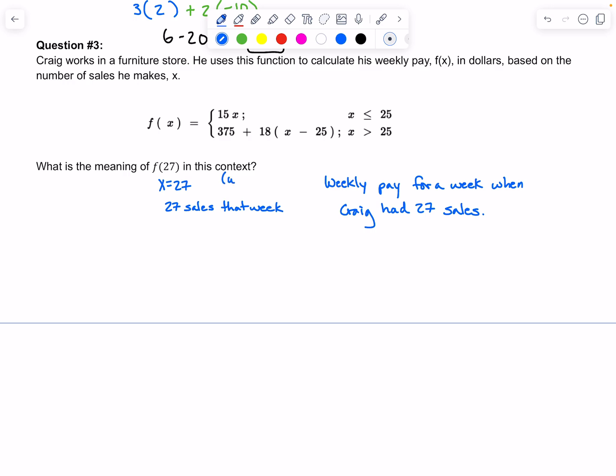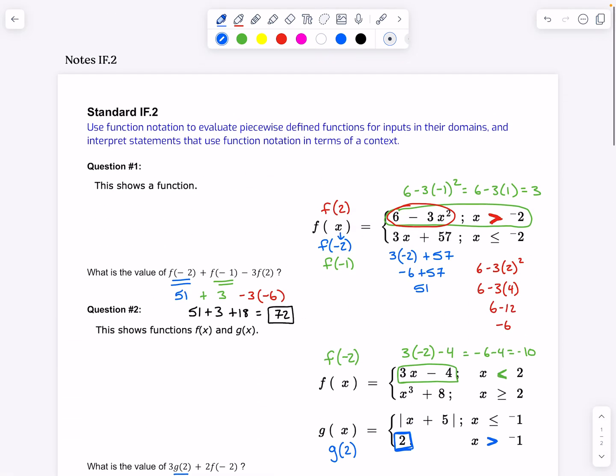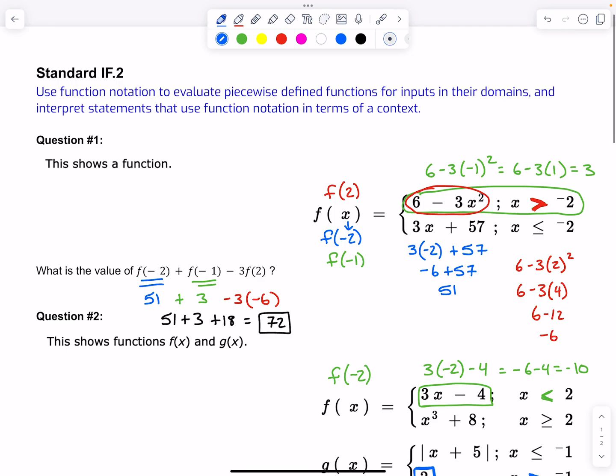Context, by the way, means words. What does it mean, like, in words? Okay, so that is all of the 3 examples for standard IF.2.